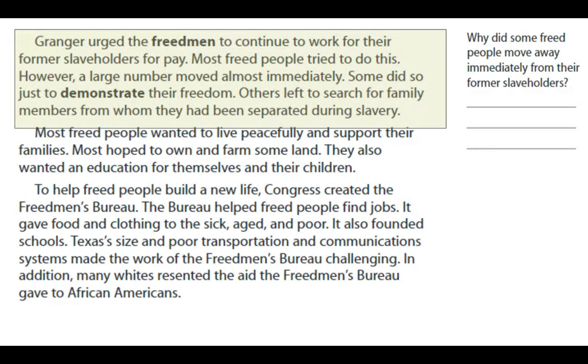To help freed people build a new life, Congress created the Freedmen's Bureau. The Bureau helped freed people find jobs. It gave food and clothing to the sick, aged, and poor. It also founded schools. Texas's size and poor transportation and communication systems made the work of the Freedmen's Bureau challenging. In addition, many whites resented the aid the Freedmen's Bureau gave to African Americans.